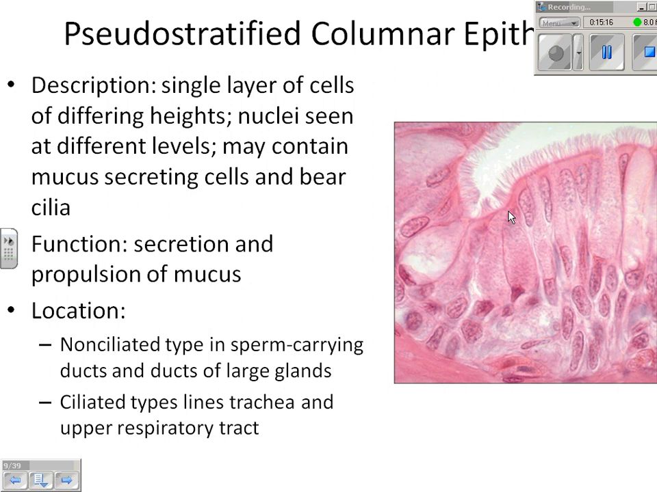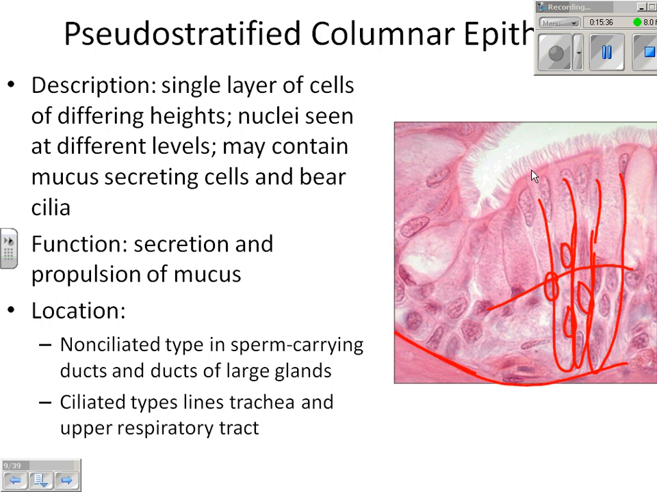Something worth pointing out here is a goblet cell. And here is your goblet cell. They're usually kind of whitish and they're shaped like a goblet. This is an important cell because it secretes mucus. So goblet cells secrete mucus, and you'll find them usually in the pseudostratified columnar tissue. So anywhere you need secretion and propulsion of mucus, you're going to usually find some pseudostratified columnar epithelial tissue.